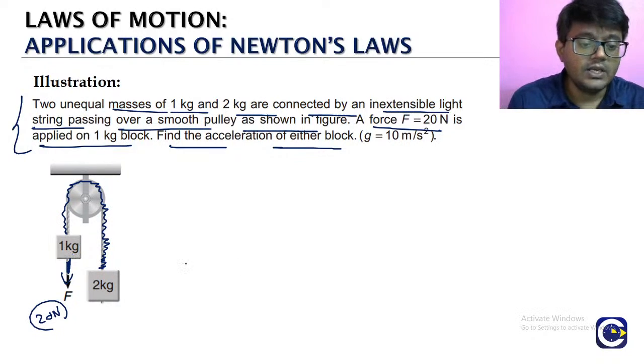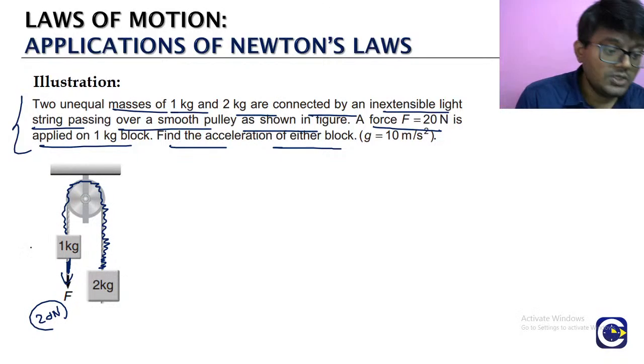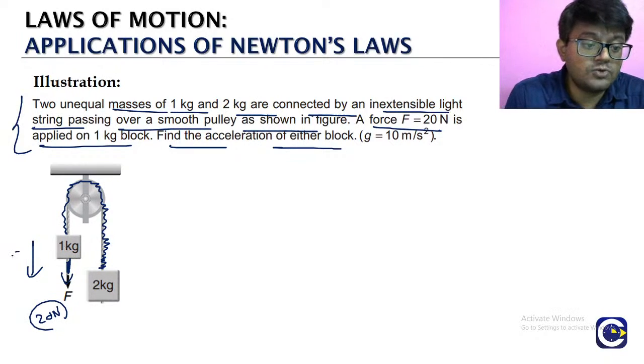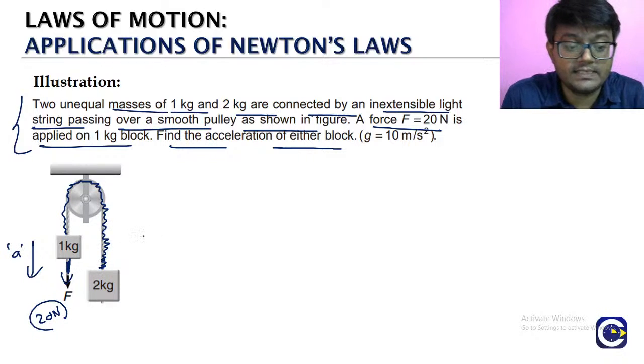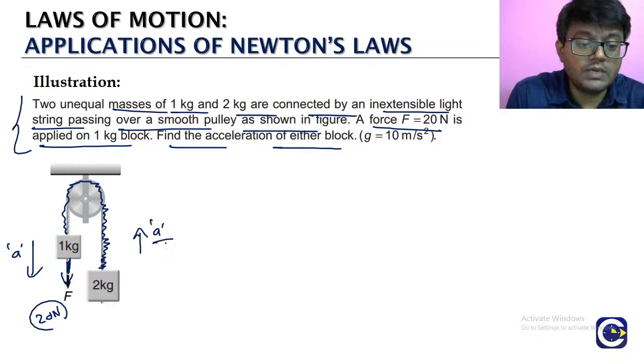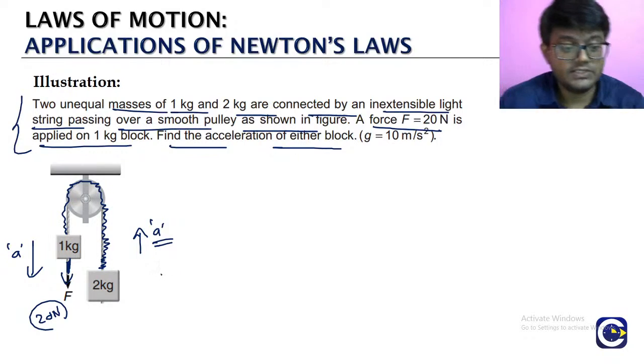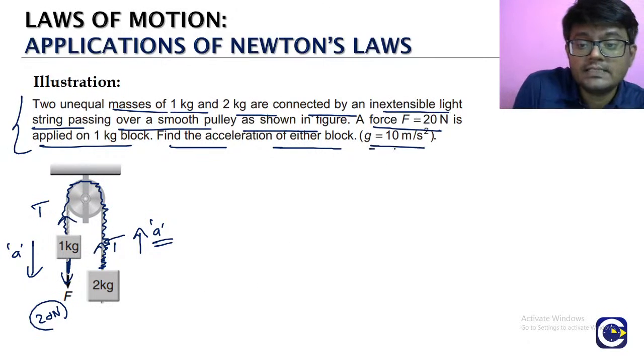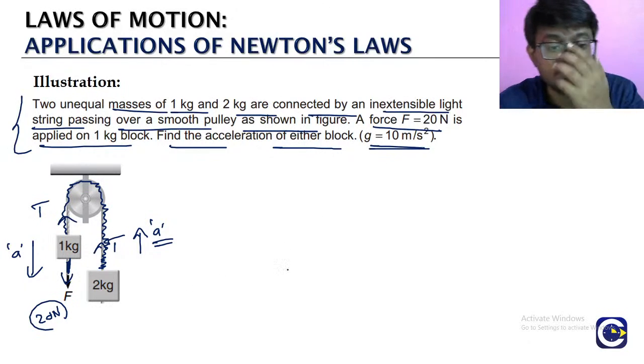So here you can assume that 2 kg is going down and 1 kg is going up, or, since we have a feeling that on that side we are also applying a force of 20 newtons, let us assume that the 1 kg is going down with an acceleration A. Means the 2 kg will be going up with the same acceleration. Both of them will experience tension. Here also they are asking us to take G equal to 10 meter per second square.